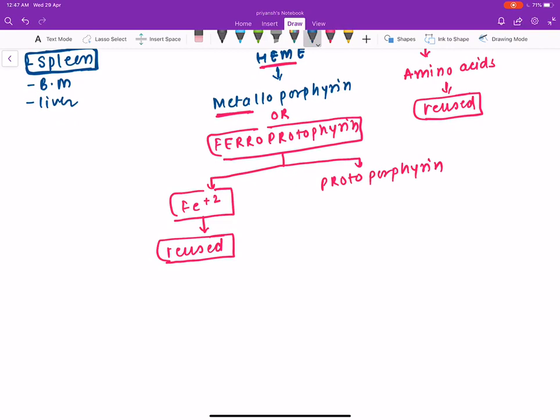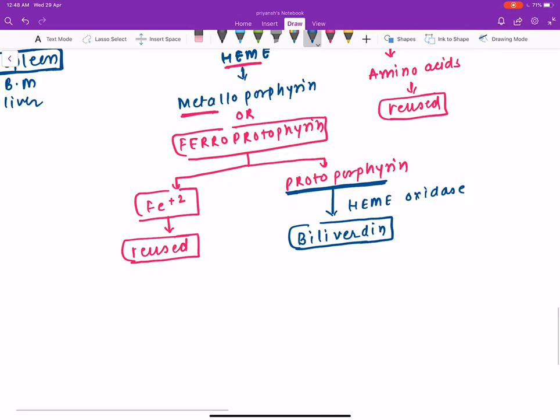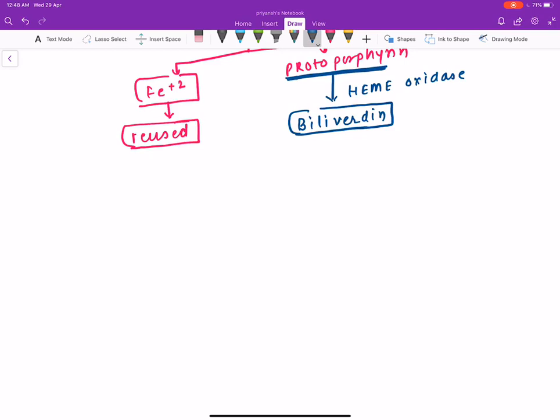Now we will focus on this molecule, protoporphyrin. With the help of the enzyme heme oxidase, it will be converted into a molecule called biliverdin. This biliverdin will undergo reduction, so the name of the enzyme is biliverdin reductase. Once it undergoes reduction, the molecule that you get is called bilirubin.